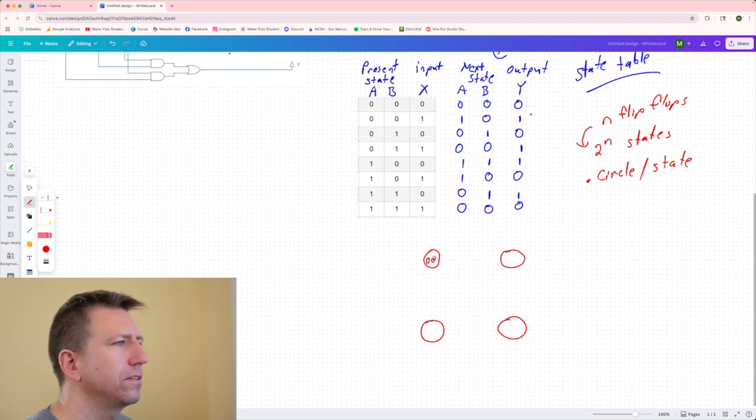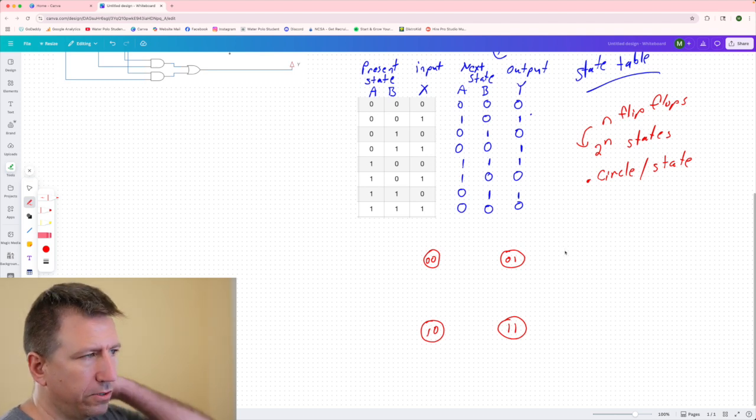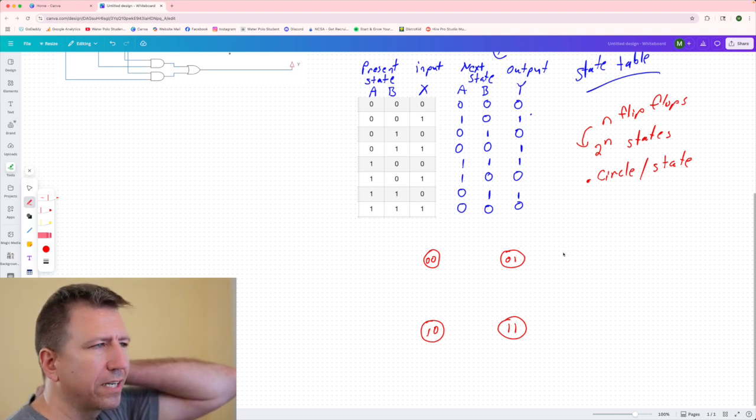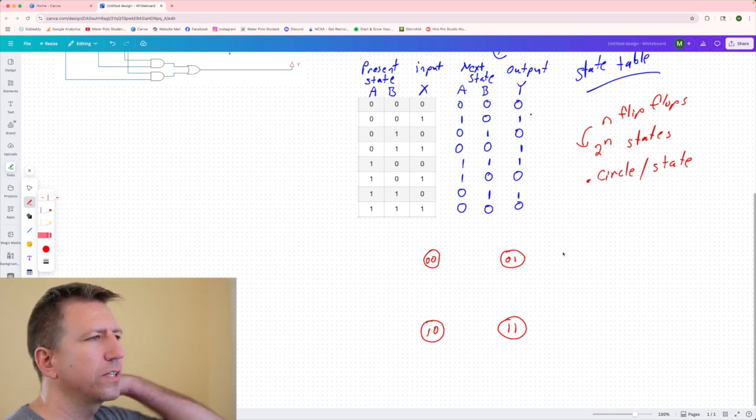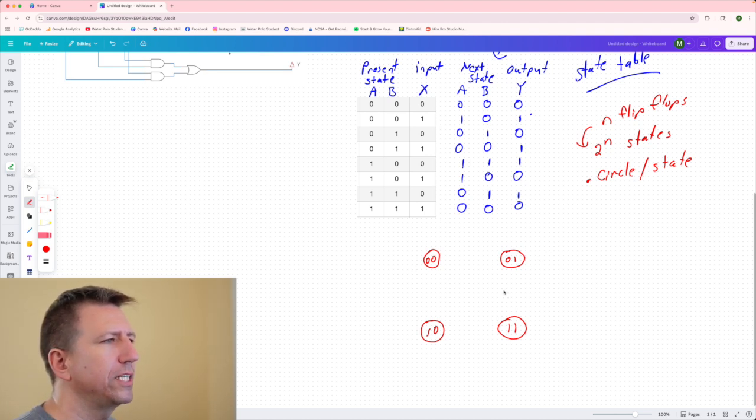So 0, 0, 0, 1, 1, 0, 1, 1. Now it doesn't really matter how you've labeled them or in any order. We're not going for that at this point. We just want to make sure that each of the possible combinations of A and B are present in one of the circles. Okay. So now we look at what happens from the present state to the next state and the input and the output.